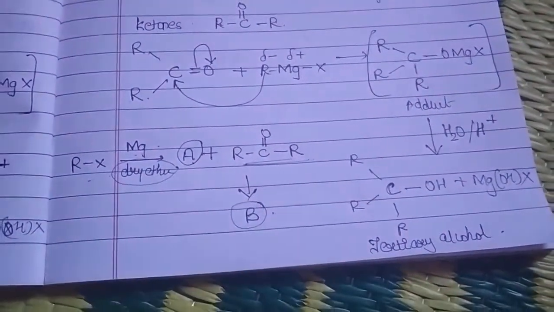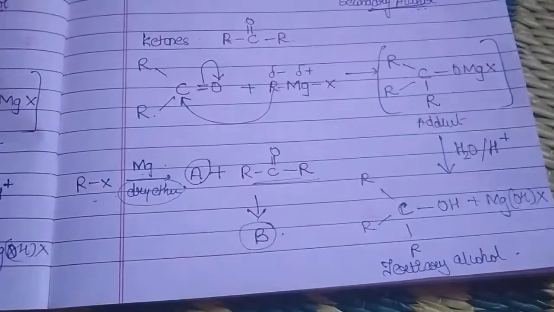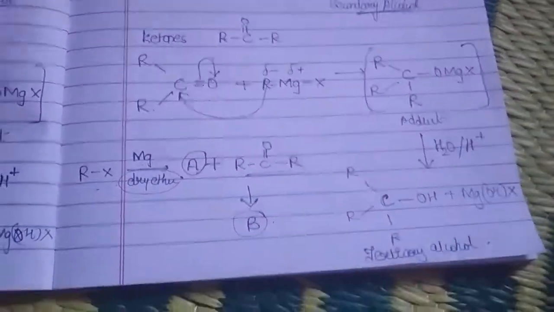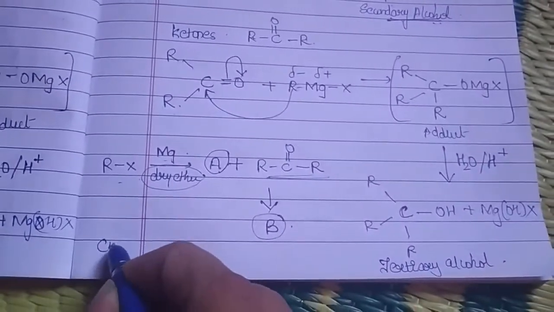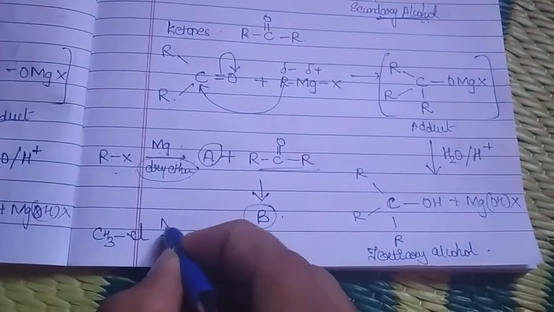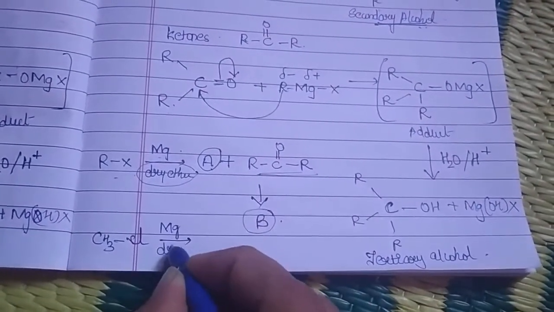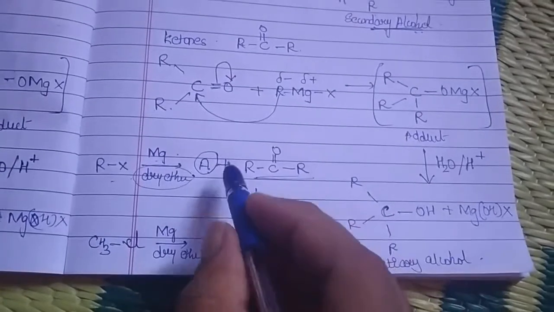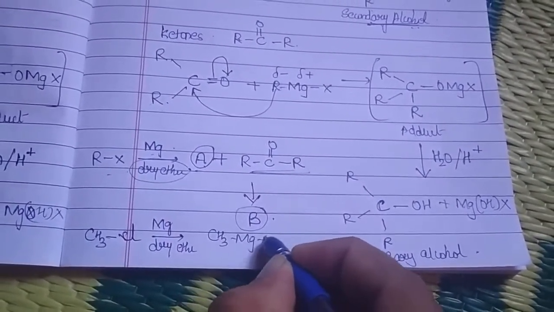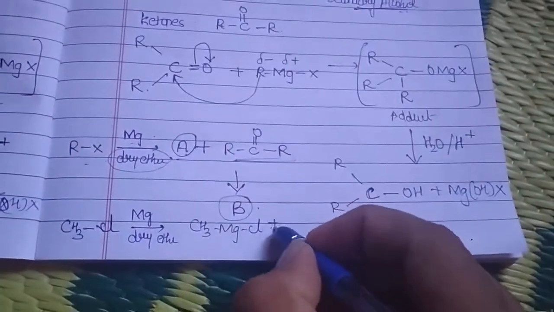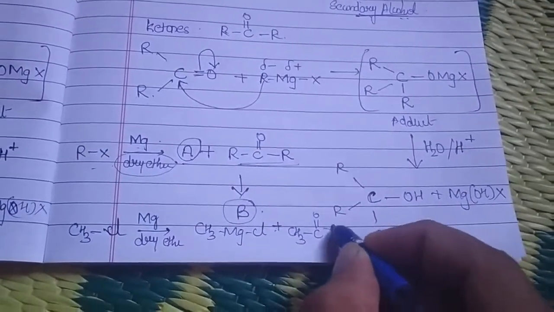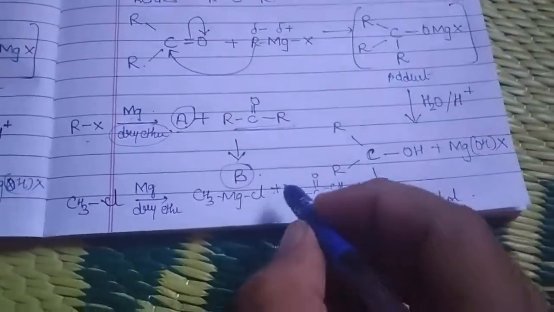So each and every concept is interrelated. You have to notice it in this way so that it will be easier for you to understand better. For example, if they give you CH3Cl in the presence of Mg and dry ether, what will be your A? Yes, it will be CH3MgCl. In case I now give CH3, C double bond O, CH3, what will now be B?